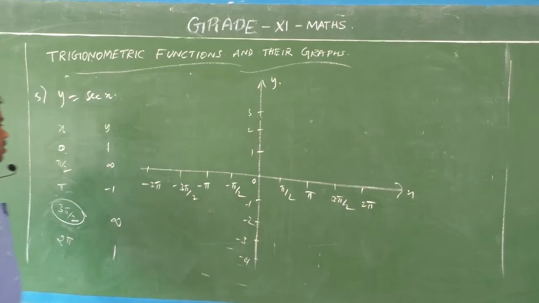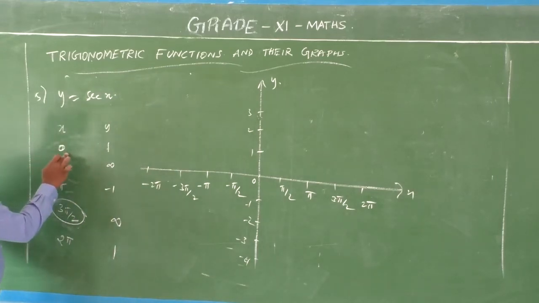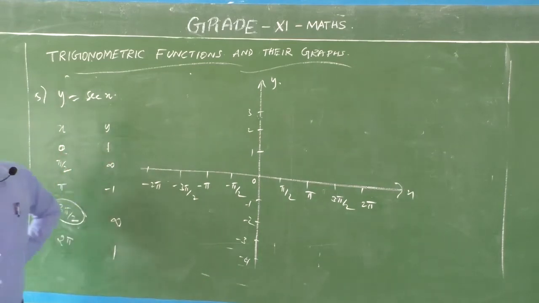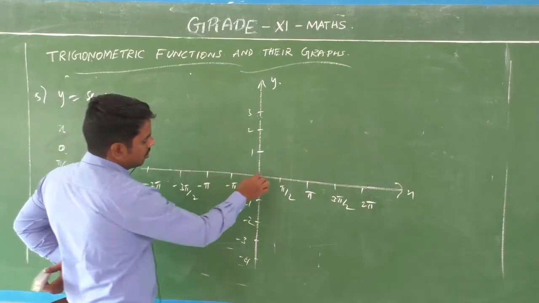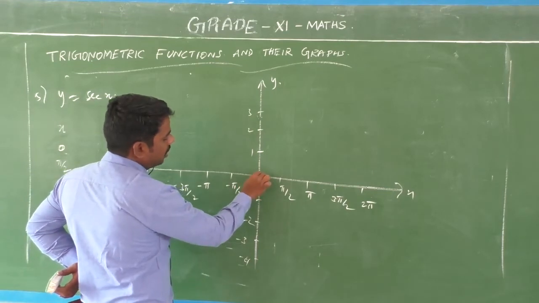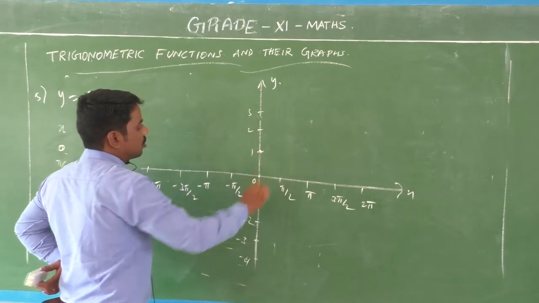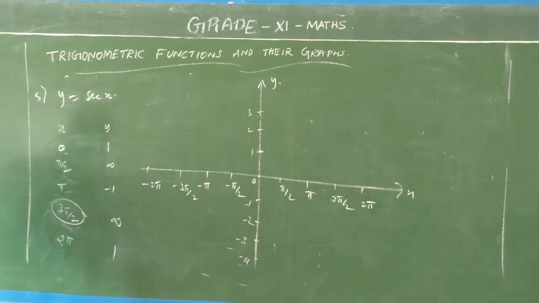Okay, right. First of all, x equal to 0. When x equal to 0, then the y value is 1. So x is 0 and y is 1. This is the point 0, 1.